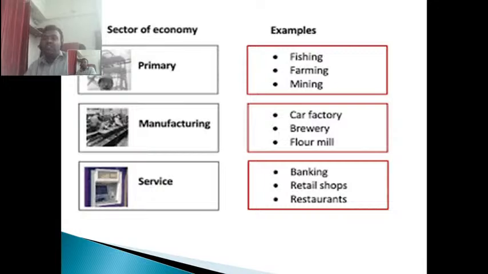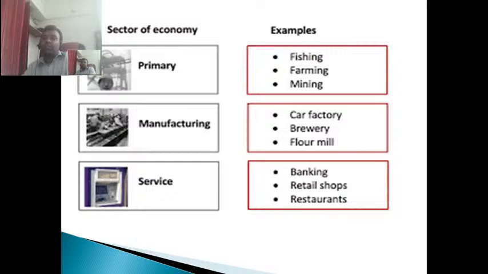Examples of manufacturing industry are a car factory or a brewery. You add value to whatever raw material you have received from the primary industry, and that is called manufacturing, the actual manufacturing of those products. By getting tomatoes, you convert them into tomato sauce, and you then sell the tomato sauce. So this is manufacturing. You have converted raw material into a finished product.